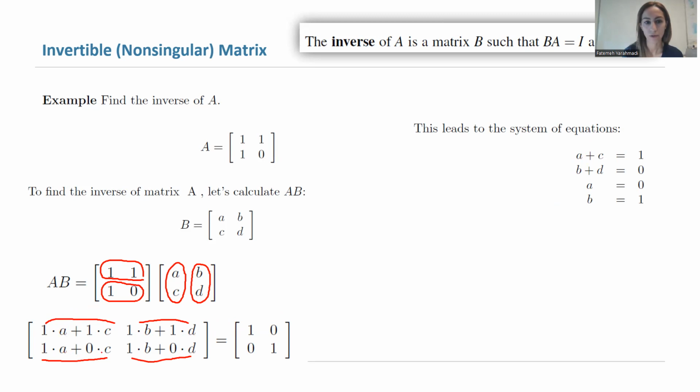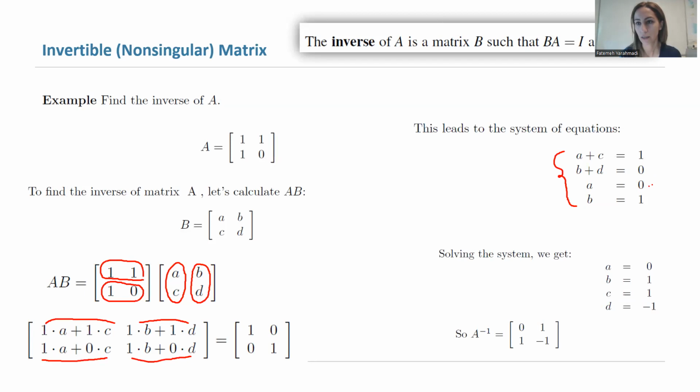A plus 0 must be equal to 0, or basically A is 0, and then B plus 0 is equal to 1, or B is equal to 1. This is a very simple system of equations. By substituting A into the first equation, you can find C, which is 1. By substituting B into the second equation, you can get D, which is equal to -1. So the inverse of the matrix is 0, 1, 1, and -1. So this is your matrix B, or the inverse of matrix A.